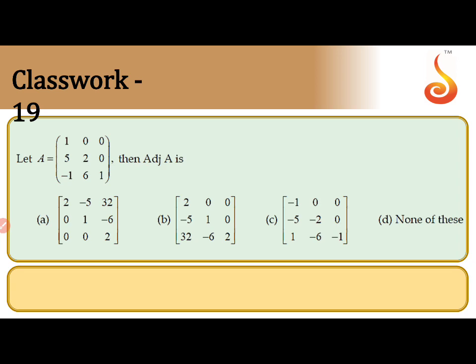Next, adjoint of a matrix. To find the adjoint of a matrix, what is the adjoint of a matrix? It is the transpose of the cofactor matrix. So that means you can take the cofactors of each element and find the transpose to get the adjoint of a matrix.